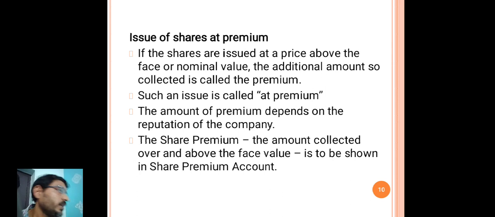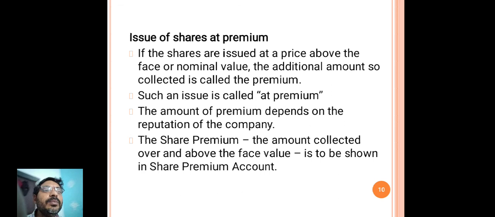So here, issue of shares at premium means some companies will issue shares above the face value. If the business is running well, if the company is earning more and more profits, automatically the share value is increased. If the company issues a share above this face value, that excess amount is called premium.